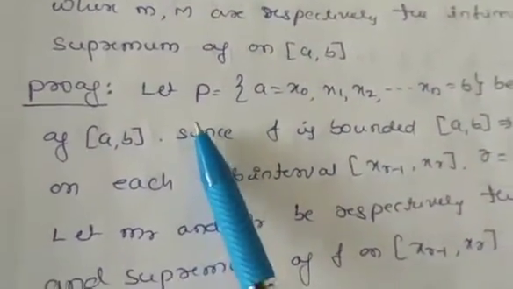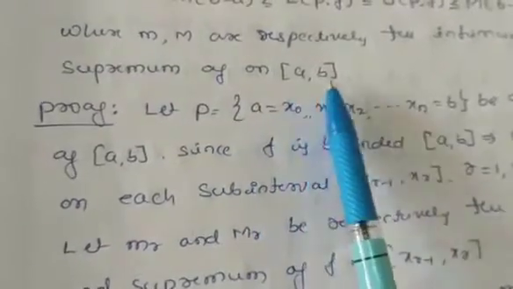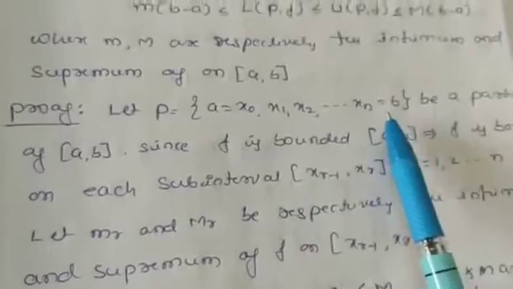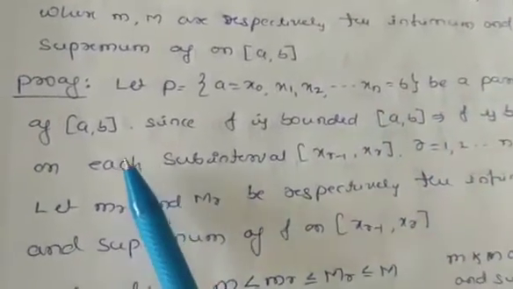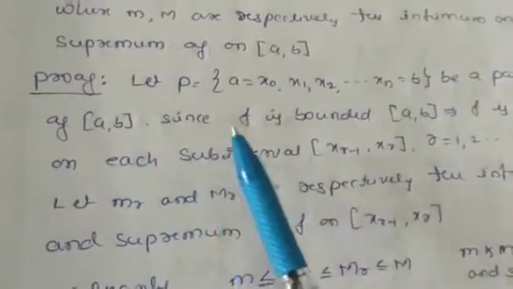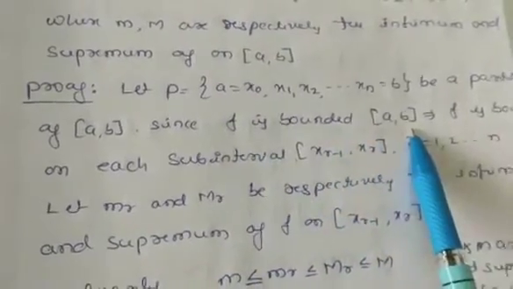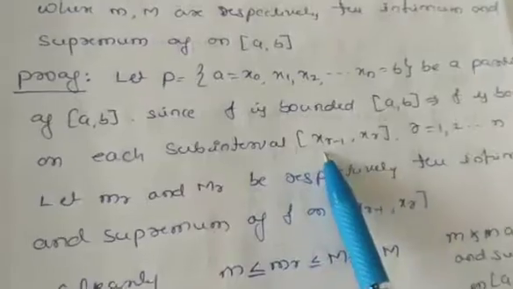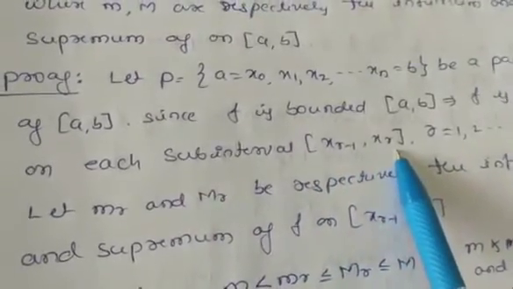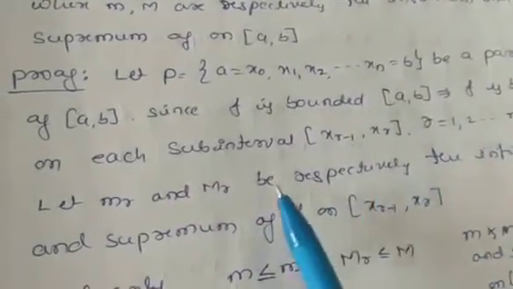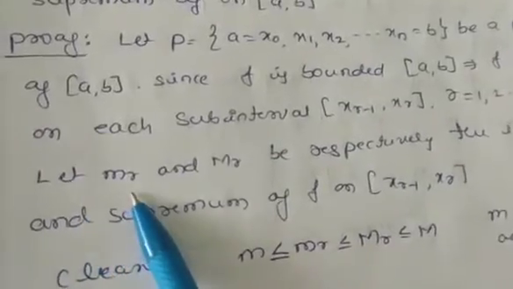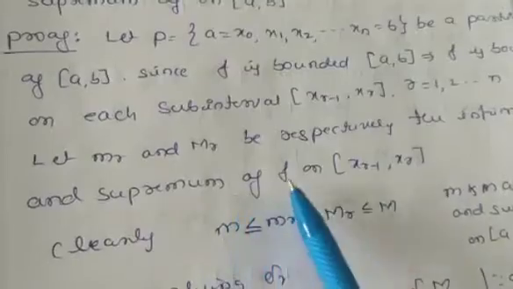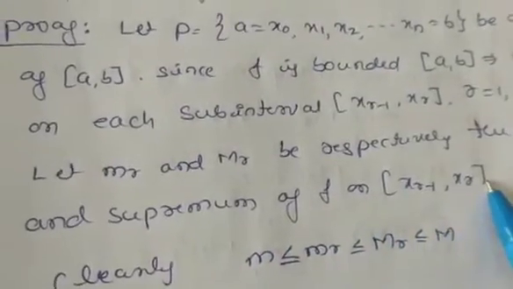Let us take the proof. Let P = {x0, x1, ..., xn}, with x0 = a and xn = b, be a partition of the closed interval [a, b]. Since f is bounded on [a, b], f is also bounded on each subinterval [x_{r−1}, x_r], where r is 1 to n. Let small m_r and capital M_r be respectively the infimum and supremum of f on [x_{r−1}, x_r].